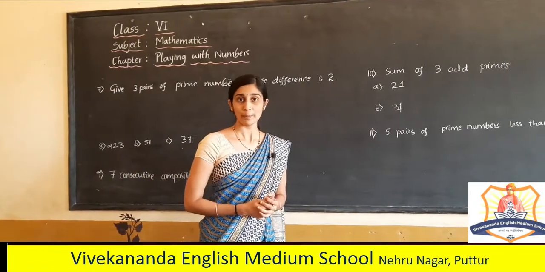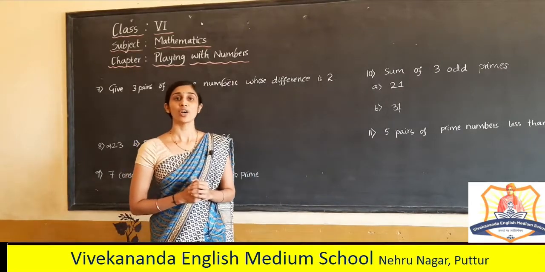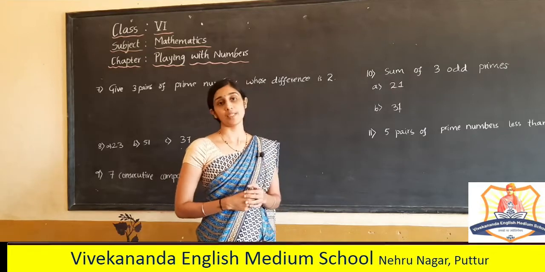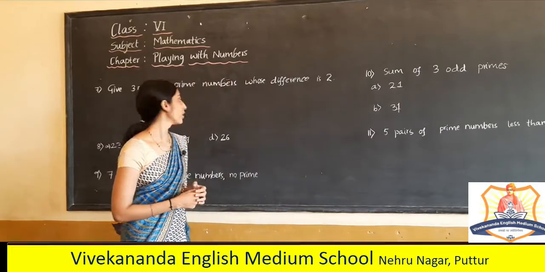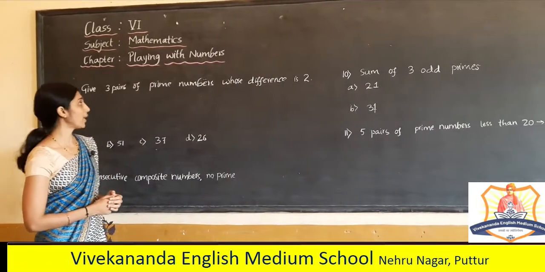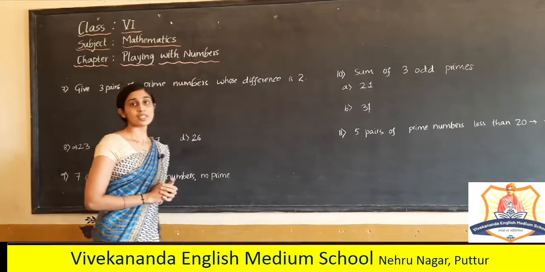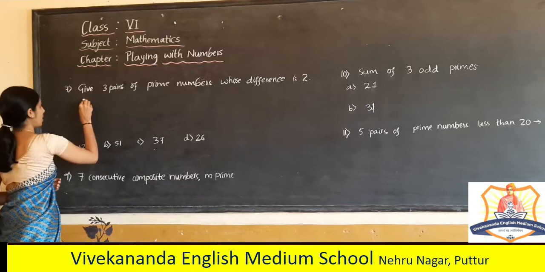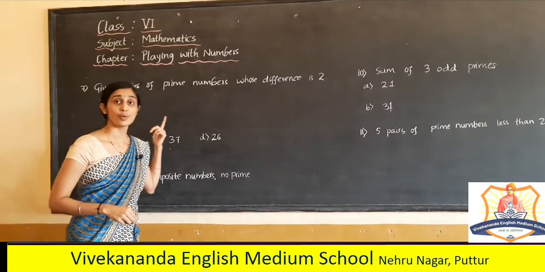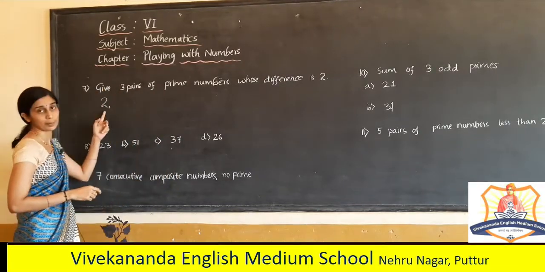What do you mean by prime number? A prime number is nothing but a number which has only 2 factors, that is, the number 1 and the number itself, right? So here we should give 3 pairs of prime numbers whose difference is 2. So let us start to list out the prime numbers now, starting from 2. Prime numbers start from 2 in the set of natural numbers, right?